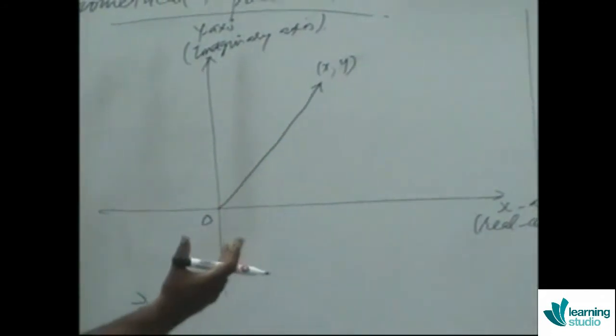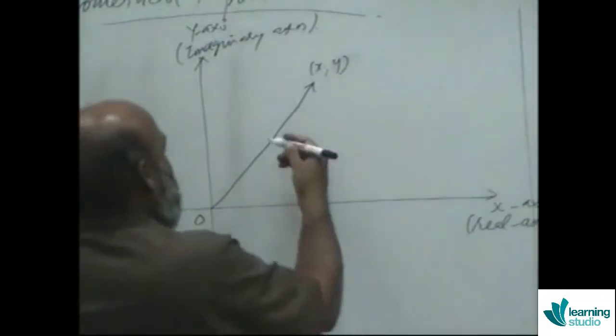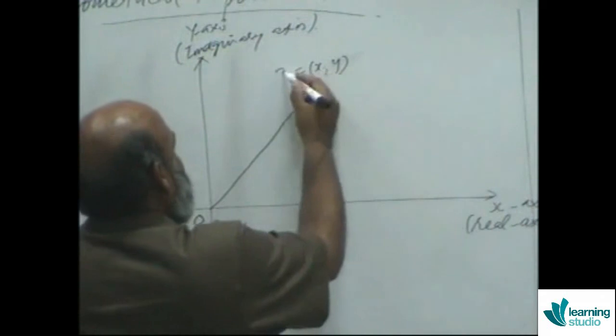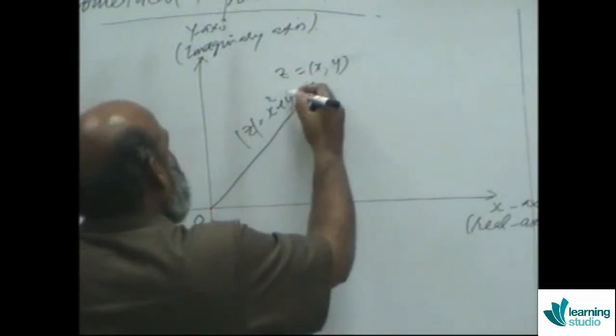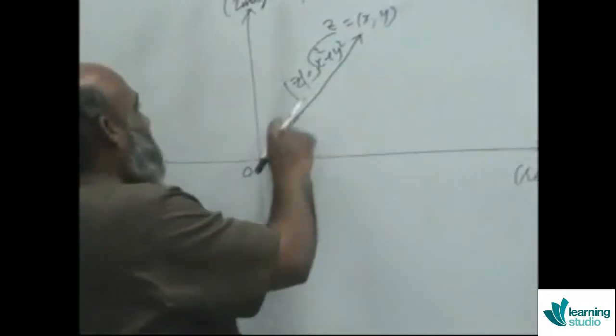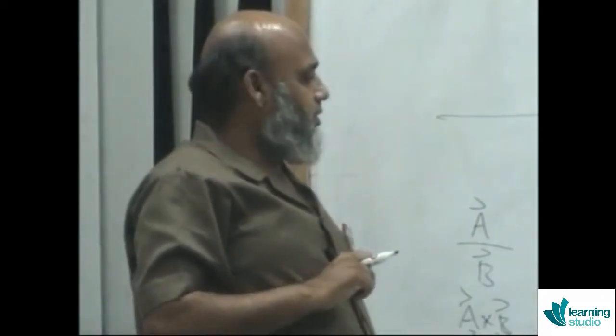So there must be the magnitude of this vector. That magnitude is, if this is z, then the magnitude is this one, and it is defined as x square plus y square under root. Means the length of this vector from 0 to this point is defined as x square plus y square under root.